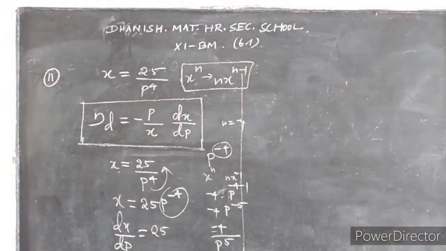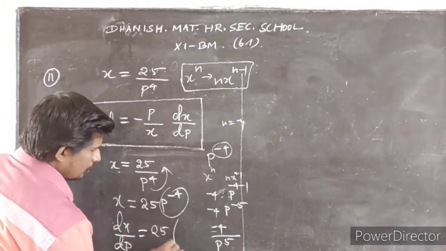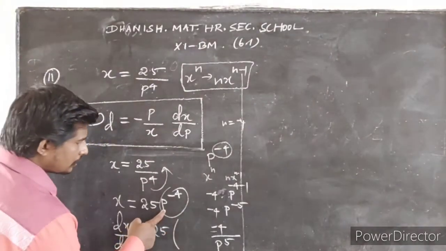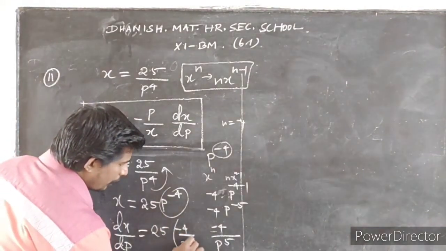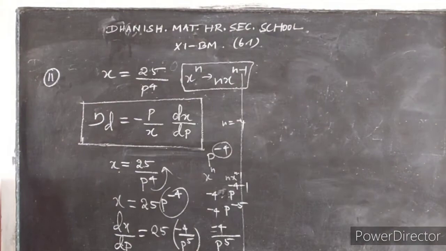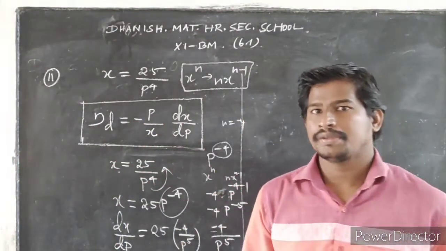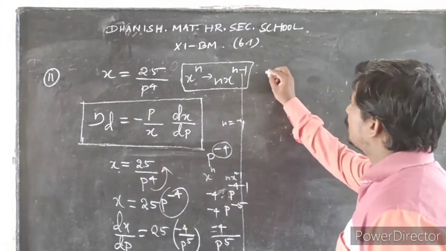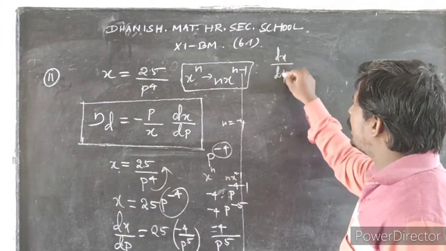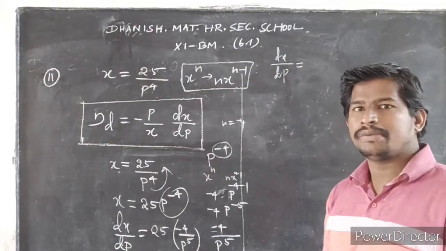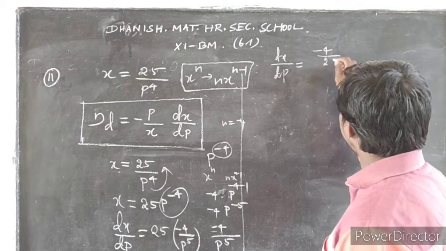So the derivative of this term is minus 4 by p power 5. Our dx by dp is 25 into minus 4 by p power 5.